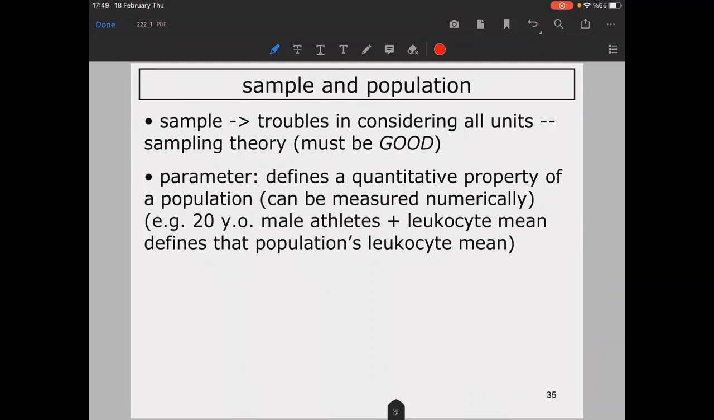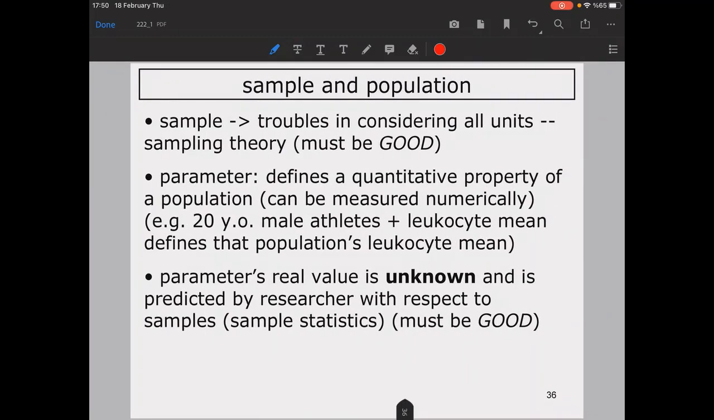And what do we mean by the parameter? Parameter defines a quantitative property of a population. We're talking about something which can be measured numerically. For example, if we return to our 20-year-old male athletes and their leukocyte mean, that defines that population's leukocyte mean. That's the idea.